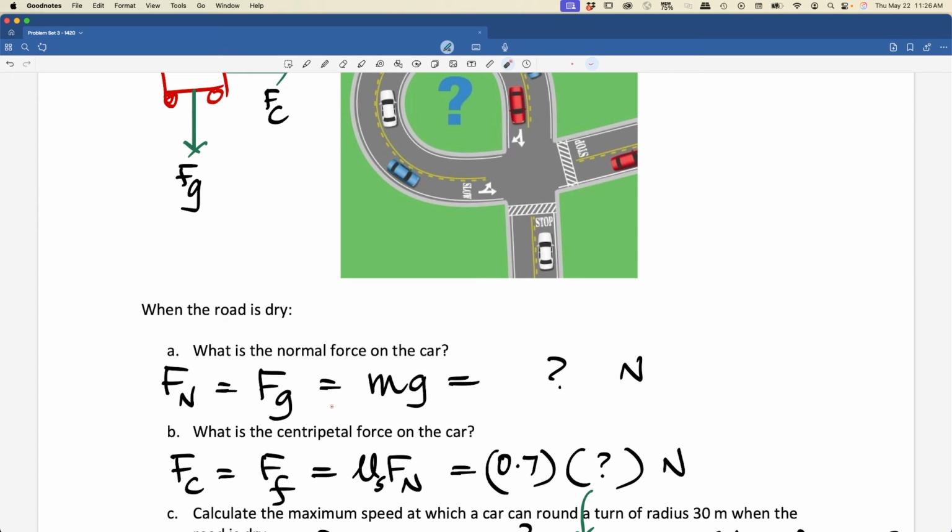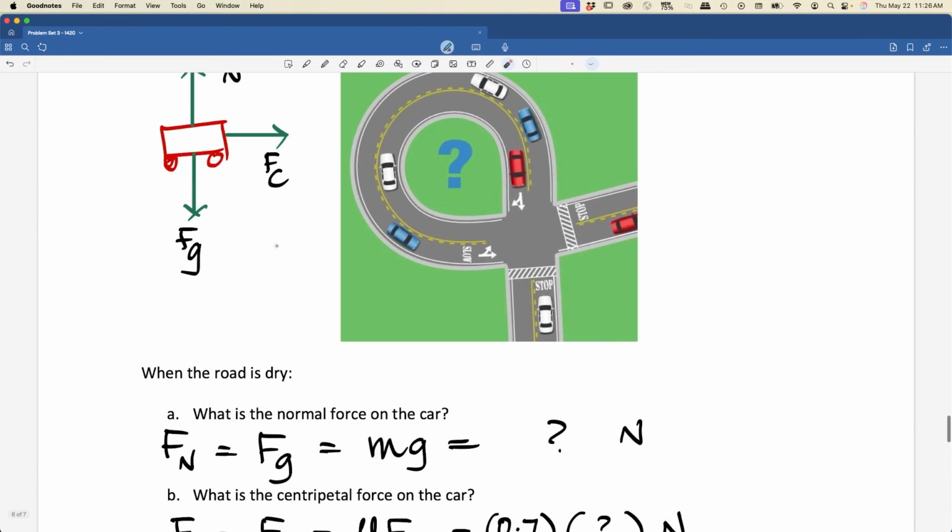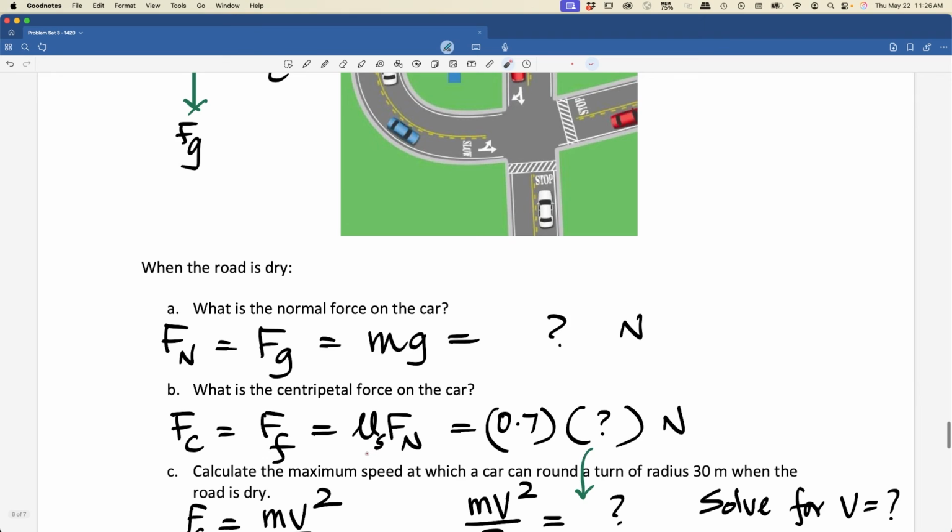The B part, what is the centripetal force on the car? Now centripetal force, remember, is friction in this case. The formula for friction is the coefficient of friction. The road is dry and we don't want it to be slipping, so we use the static friction.